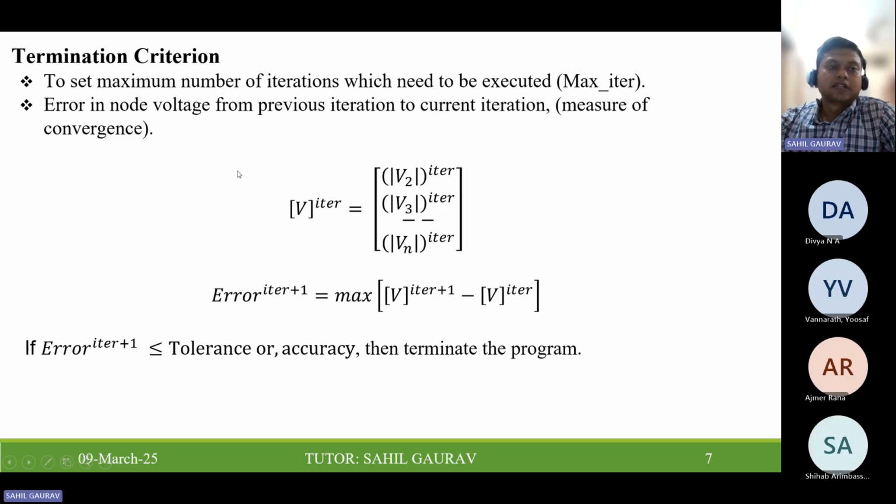So the termination criteria for this load flow algorithm: you provide when it should terminate. It should terminate either by the maximum number of iterations, or when the error value gets below some tolerance or accuracy, then the program will be terminated.